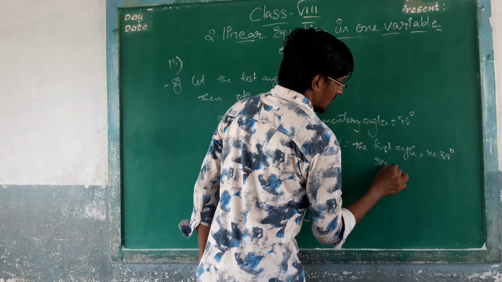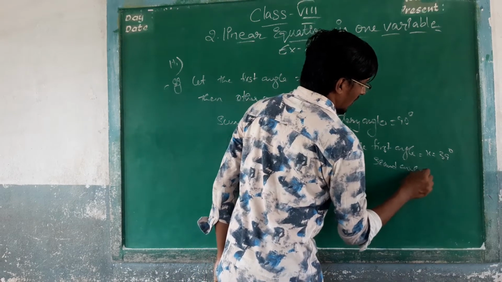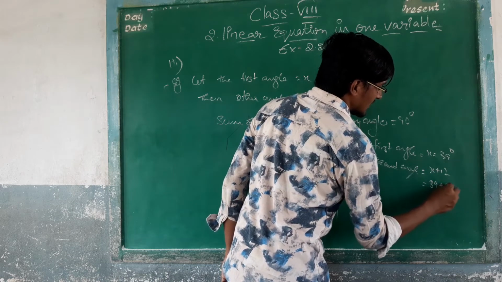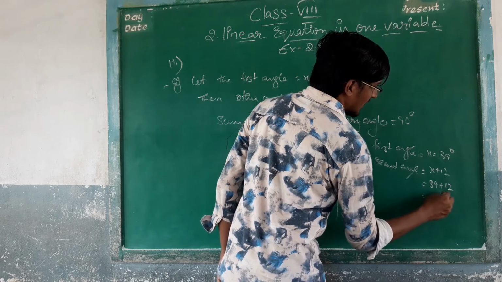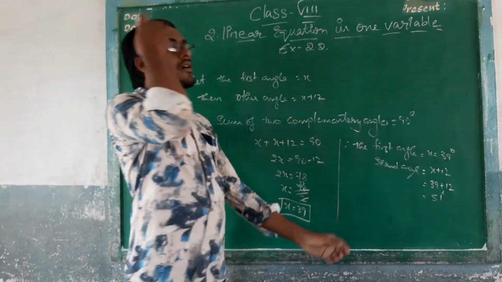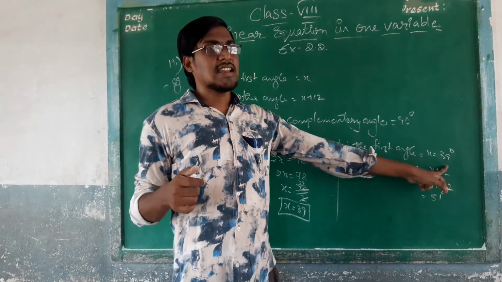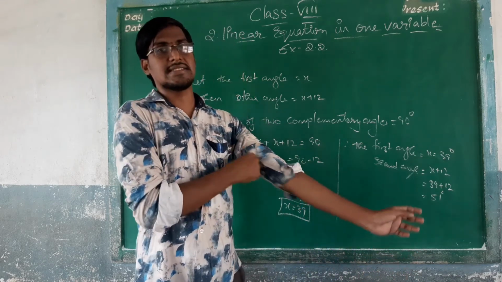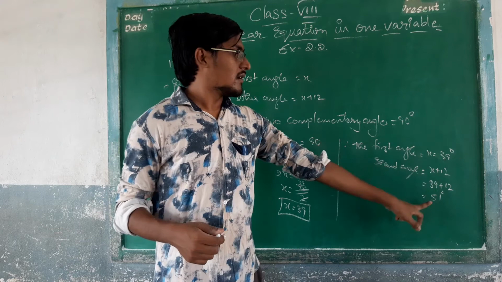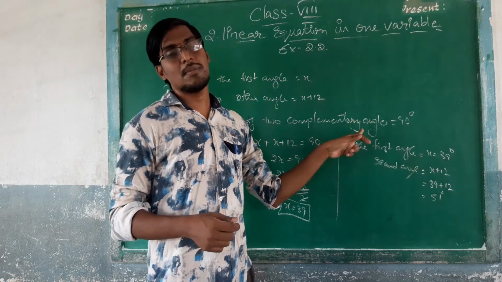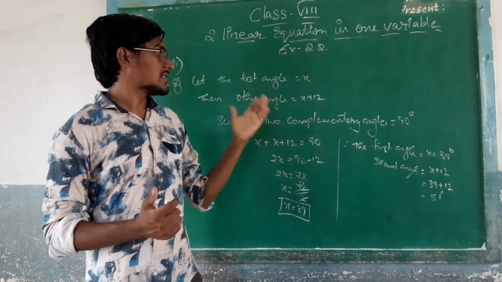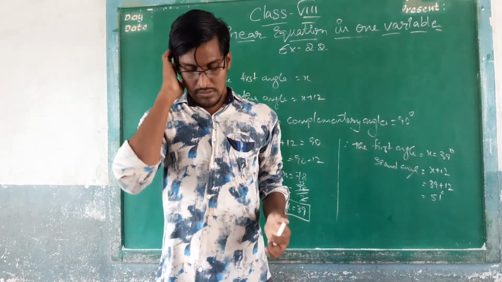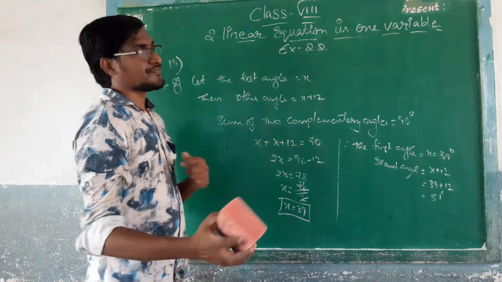Second angle equals x plus 12, that equals 39 plus 12, that equals 51 degrees. So these are the two angles. One is 39 degrees and the other one is 51 degrees. If you add these two, 51 plus 39, it will become 90. This is about the 11th one. Next, move on to the 12th one.